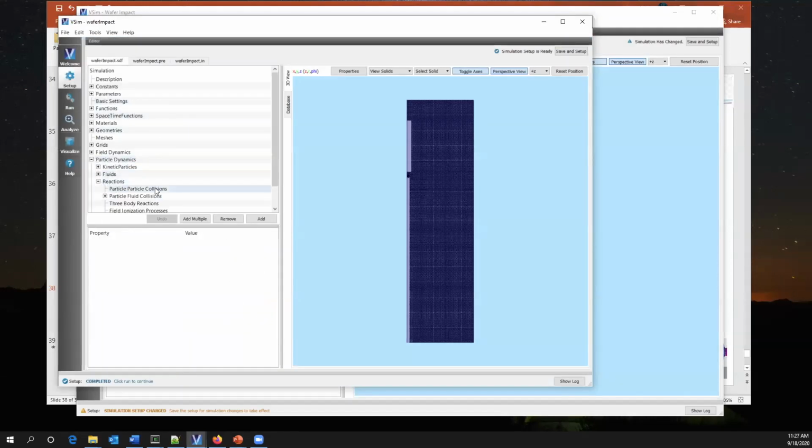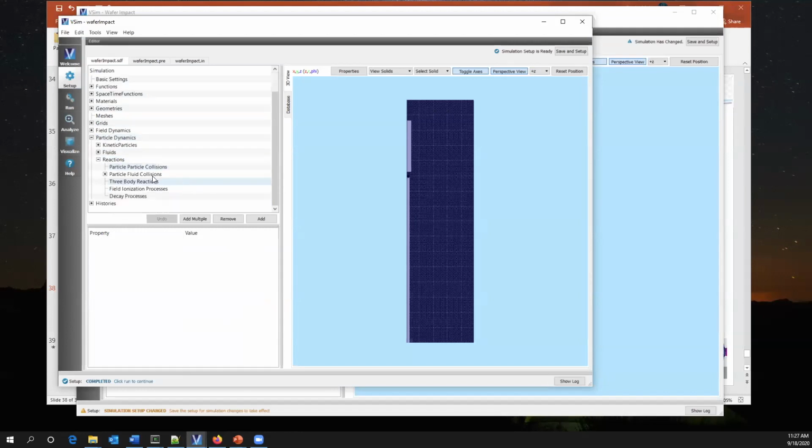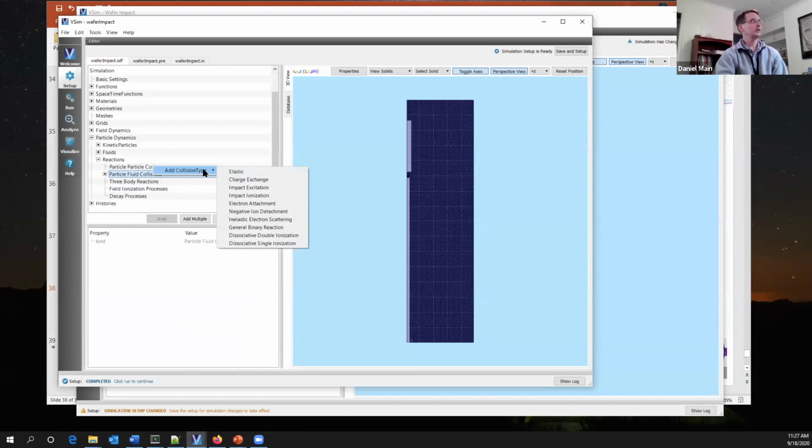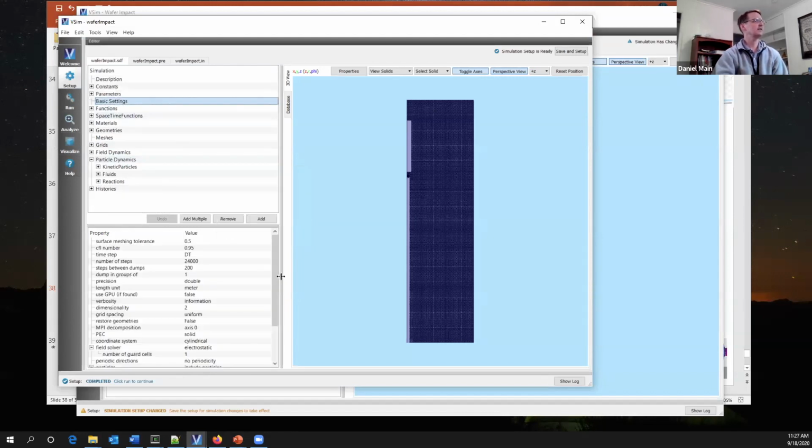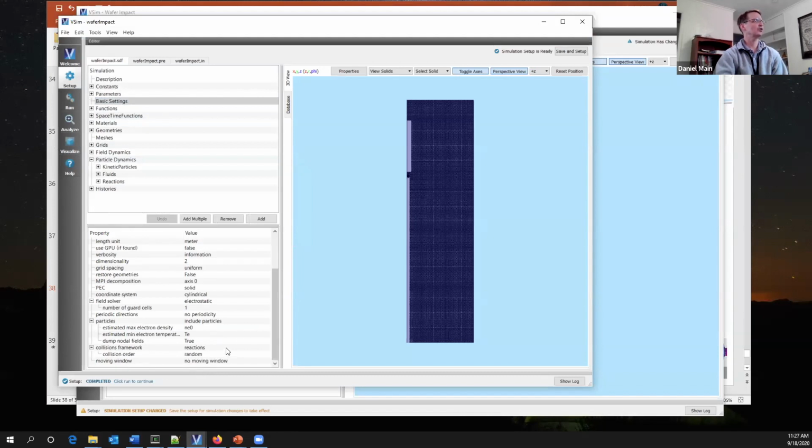And it looks like we have another question from Bob Terry, which is, can you model charge exchange in the argon species? Yes, you can. I just brought it up. It's just one of the many different reactions that can be included. The way you do that is, first of all, you have to go into basic settings and make sure that you turn on reactions here. So there's a collisions framework option. You click here. I always use reactions.